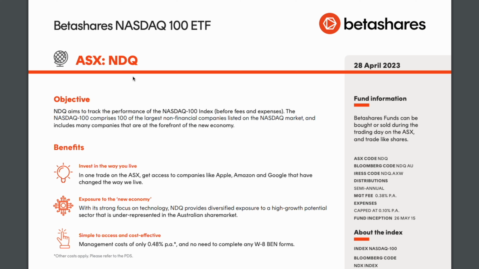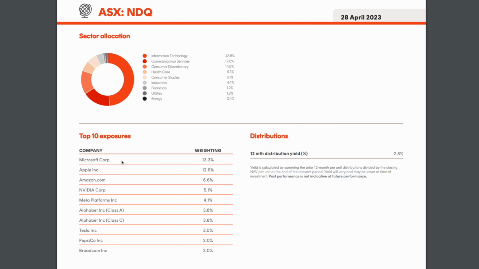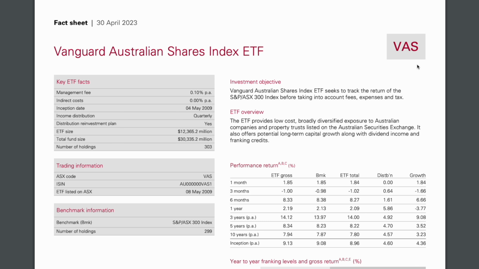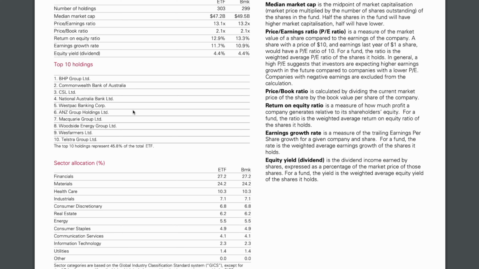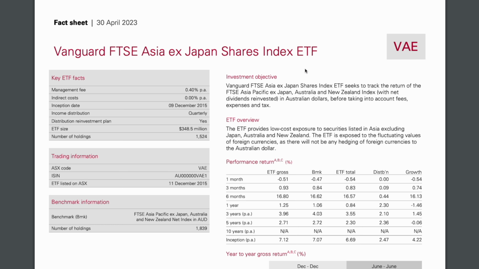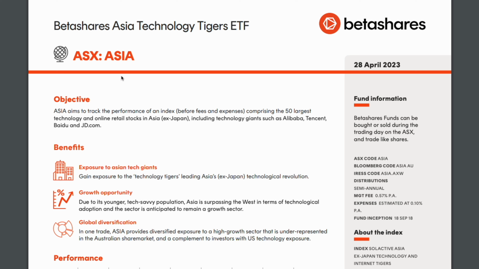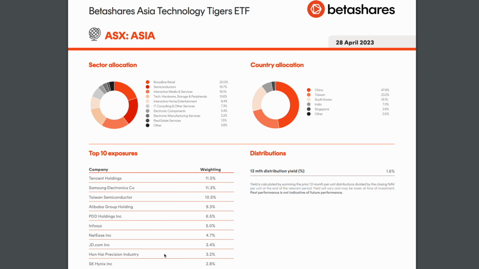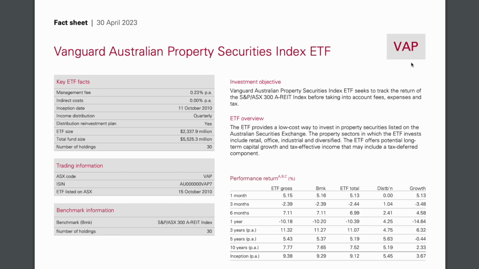So in this example, you could consider NDQ, which is the BetaShares Nasdaq 100 ETF, which tracks the top 100 largest tech companies in the US stock market, which includes the stocks I just mentioned earlier. And if you're only interested in the Australian stock market, you could look at something like VAS, which is an ETF by Vanguard that allows you to invest in the top 300 Australian companies. Or say you're interested in investing in Asia, you could check out something like VAE or Asia, which groups together all the biggest Asian companies into one ETF. You can even invest in properties without having to physically manage one through a property ETF like VAP. You simply just invest into it, pay a low management fee, and they will look after everything for you.